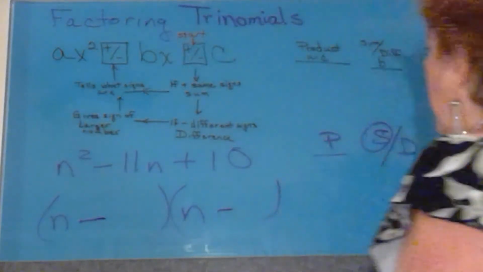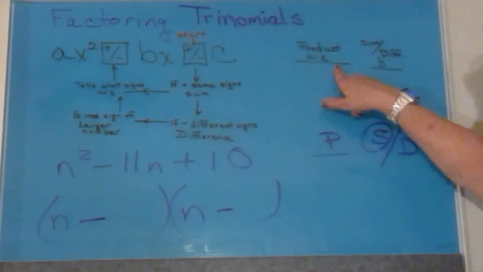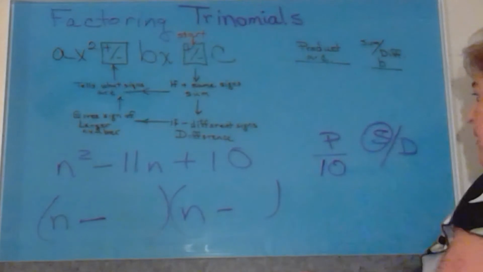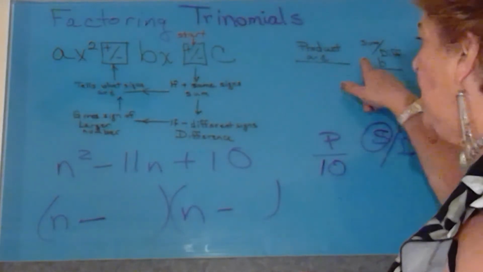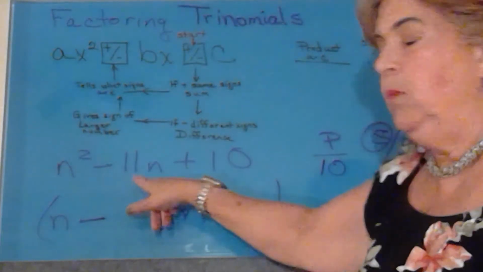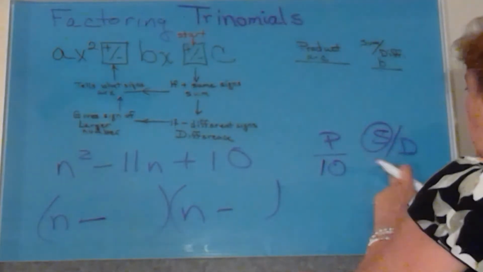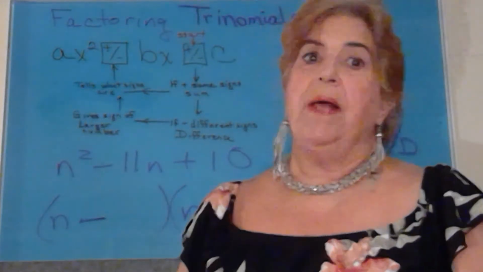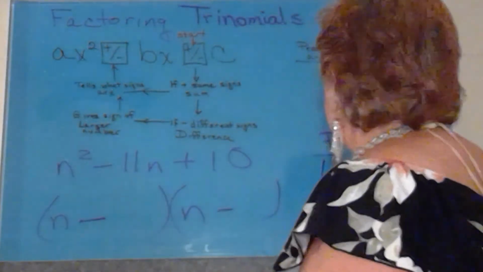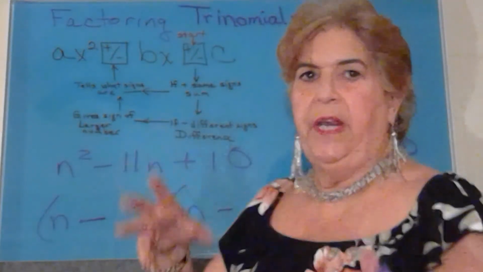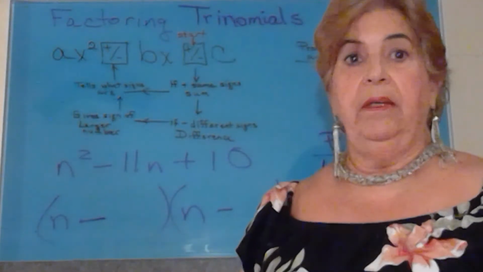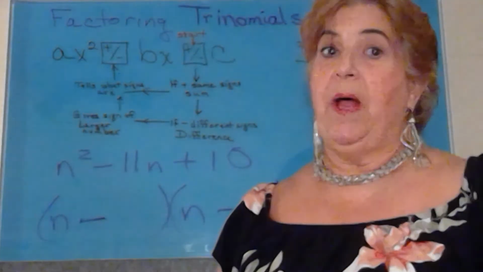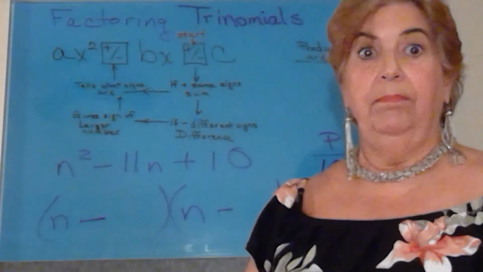Now, I need a product. The product has to be the same as A times C. In this case, that's 10. And I need a sum that's the same as B, which is 11. Now, I know many of you are concerned about which numbers are positive, which numbers are negative. I've taken care of that in this method. Once you have your signs in, you don't have to worry about positives or negatives anymore.